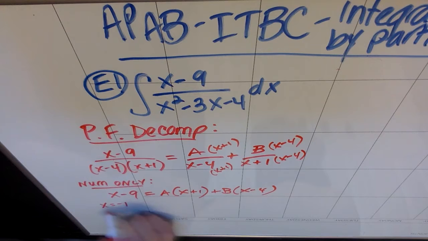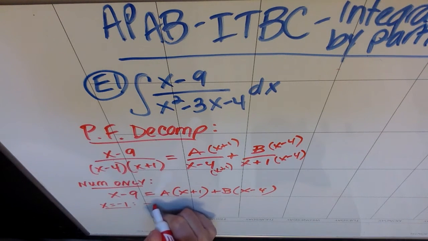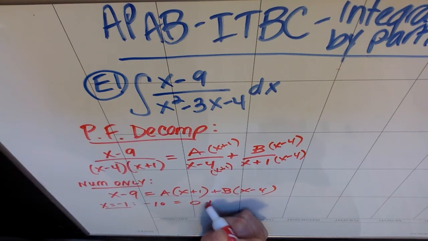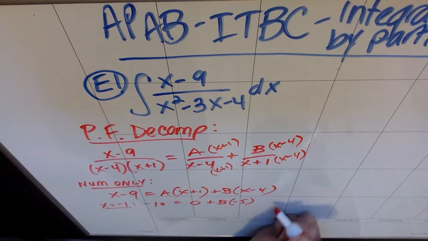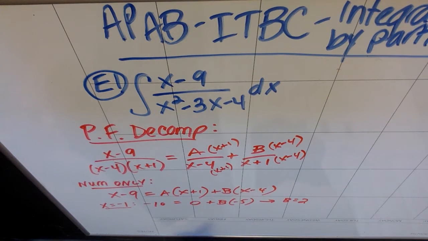So I'm going to pick x equals negative 1. I picked that because that's the x that would make this first parenthesis go away. And I'm going to get negative 10, because that's what negative 1 minus 9 would be, equals 0 plus B times a negative 5. So that means that B must be 2, right?